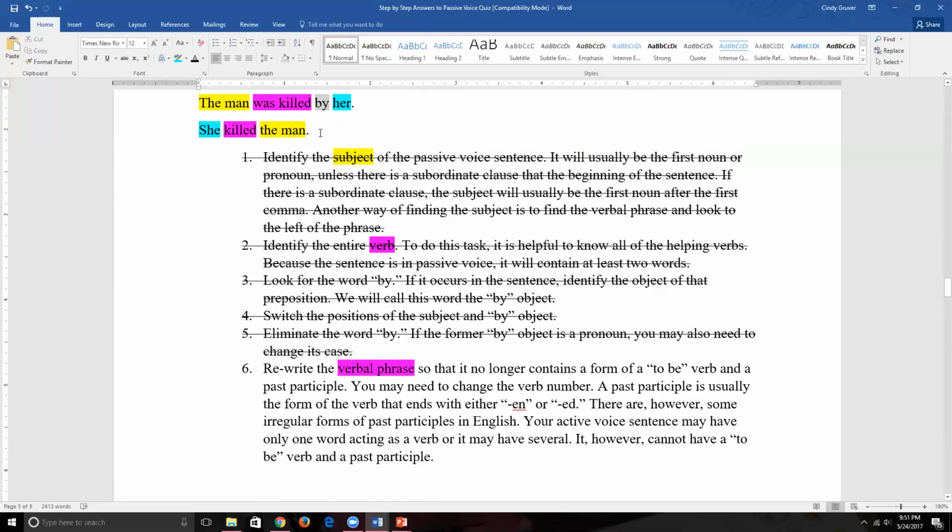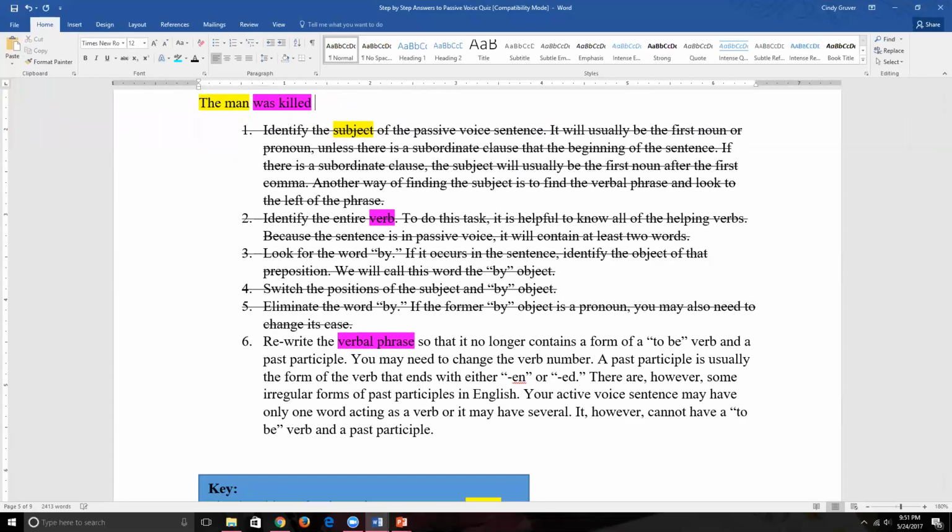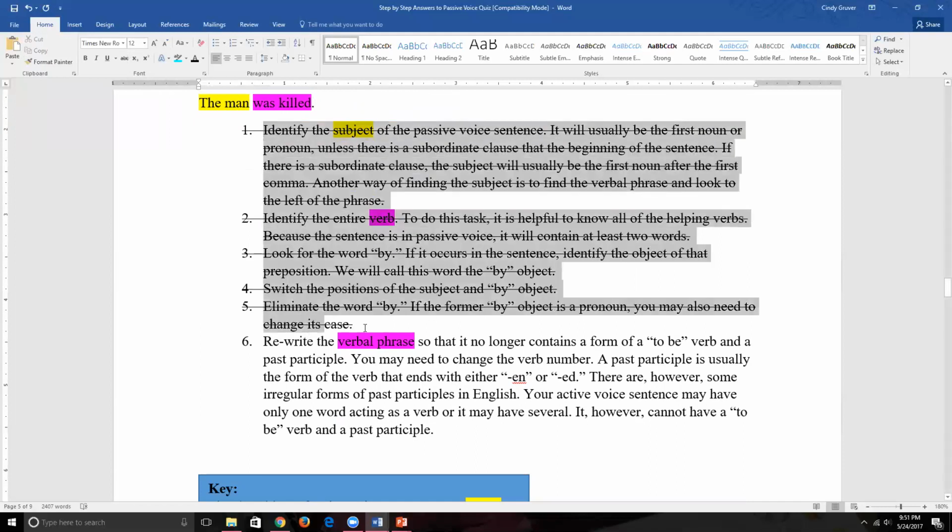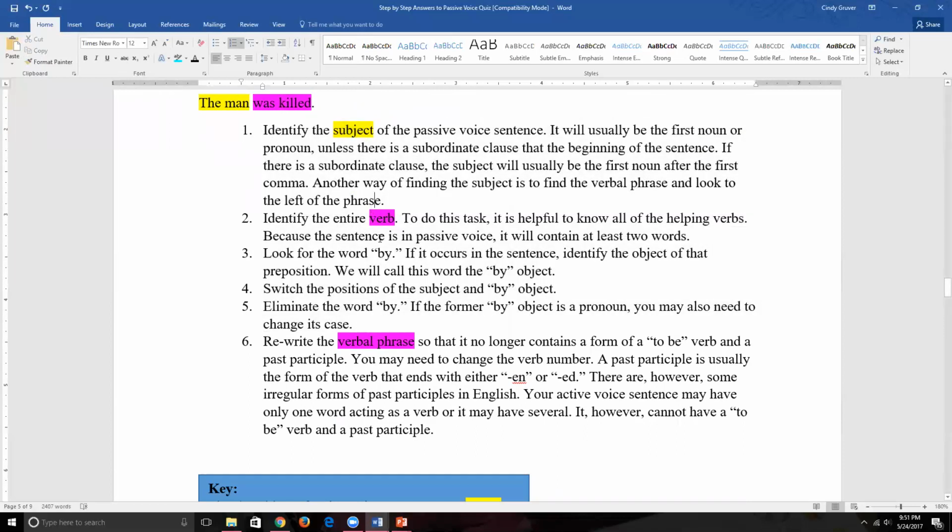Okay, let's consider another task. So we're going to go back to our sentence, the man was killed. But we're going to remove by her. We've decided when we write a sentence that we don't want to say who killed the man. Maybe we don't know, maybe it's not important to this story. This is our original sentence, okay? You can see that I've identified the subject and I've identified the verb. We've looked for the word by, but we can't find it. So there's nothing to find there, it's missing.